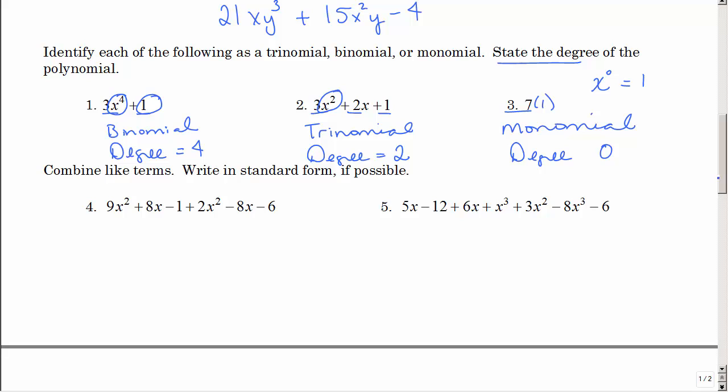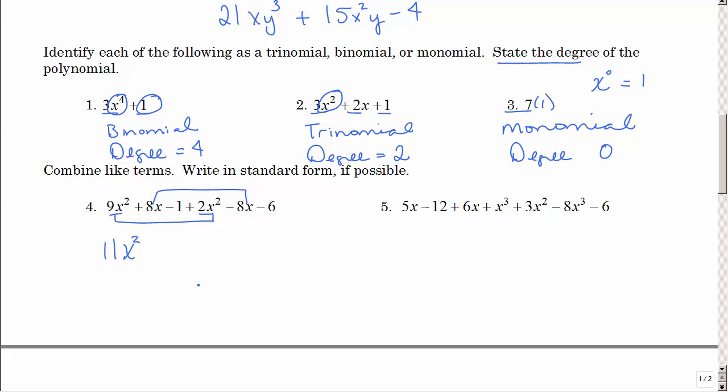Next one, combine like terms, write in standard form if possible. So really a very easy lesson. We did this on the very first day of class, combining like terms. Well, these are alike because the letters and the exponents match, so we would just add the coefficients. 9 plus 2 is 11, and keep your x squared.